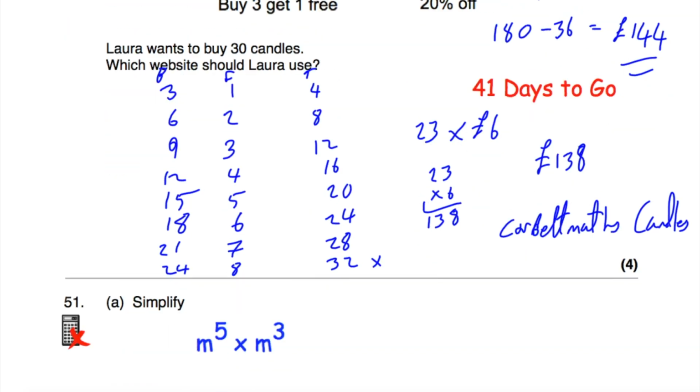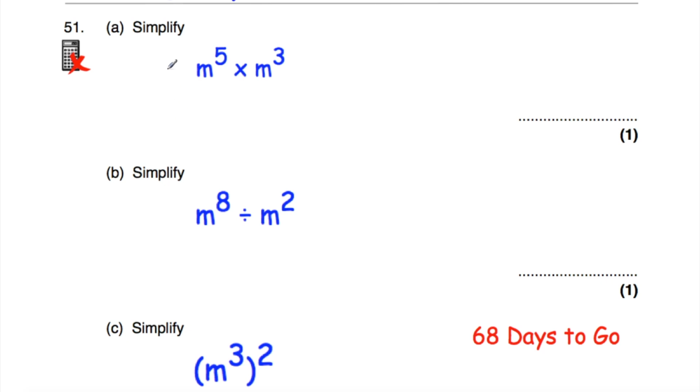Okay, question number 51. Okay, let's look at our next question. So next question, we've been asked to simplify m to the power 5 multiplied by m cubed. So when we're multiplying things with the same base, we just add the powers, so that'd be m to the power of 8. Okay, next question, we're dividing. So we've got m to the power of 8 divided by m squared. When we're dividing things with the same base, we can take away the powers. 8 take away 2 is equal to 6. That'll be m to the power of 6.